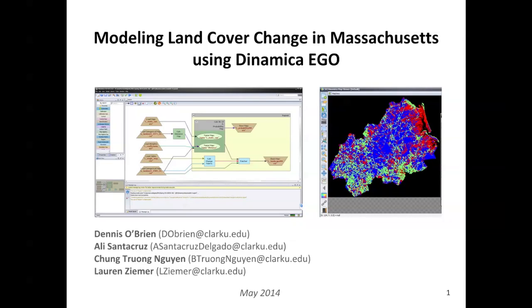This video will show you how to build a land change simulation model using the Dinamica software. The software we are using is Dinamica EGO version 2.4, and you should be familiar with the interface in order to best understand this video. You can watch tutorial videos on the Dinamica website to introduce yourself to the setup of the program.